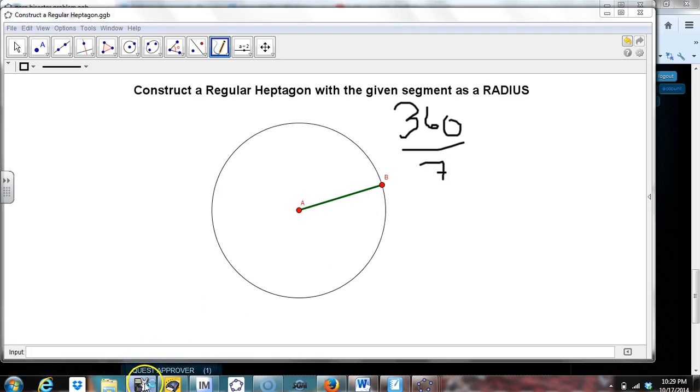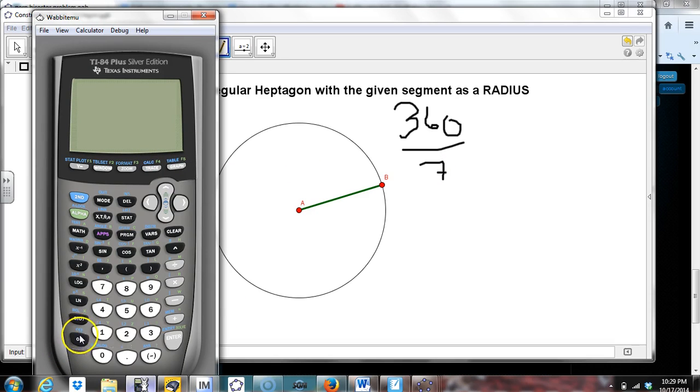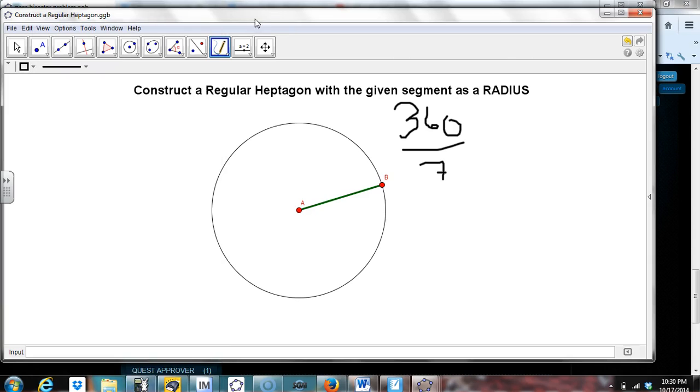And let's see what that is. Doesn't seem like it's going to be a whole number. 360 divided by 7 is 51.4285. Ooh, man, that's going to be hard to get exact. Let's go 51.43. We're on to the hundredth. So about 51.43 degrees.